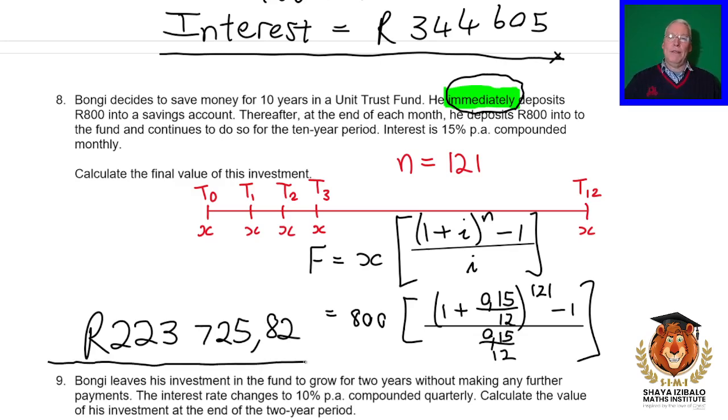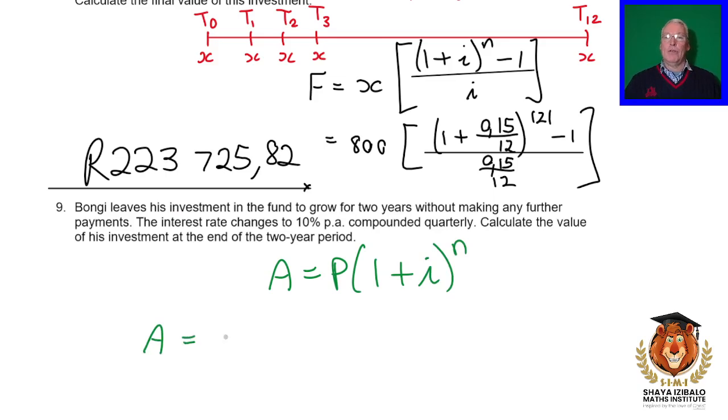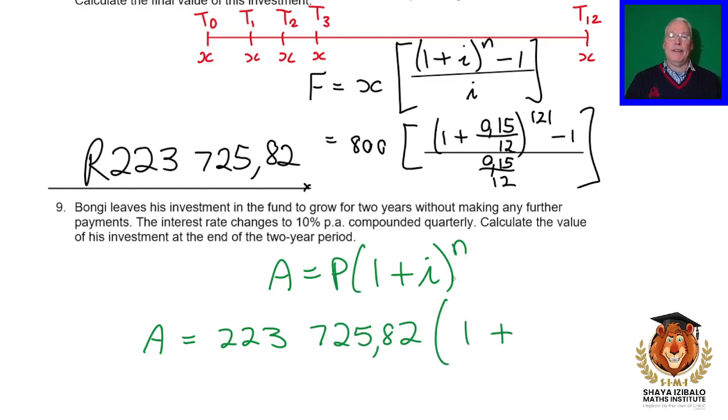Now it says Bongi leaves the money in his account for 2 years, and the interest rate now changes to 10% per annum compounded quarterly. So now we're just going to use our standard compound interest formula, A equals P, 1 plus i to the power of n. The P value is going to be 223,725.82. 1 plus, now my interest rate is 10%, but we're going to divide that by 4, because it's compounded quarterly, and it's 2 years. How many quarters in 2 years? That's right, 8 quarters in 2 years.